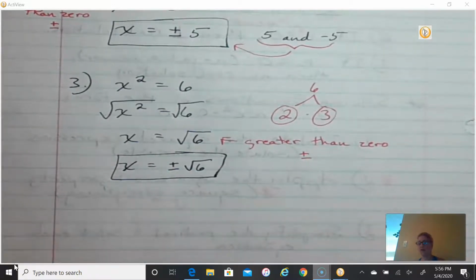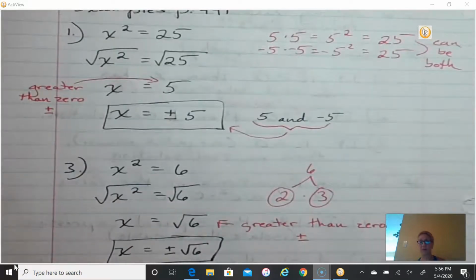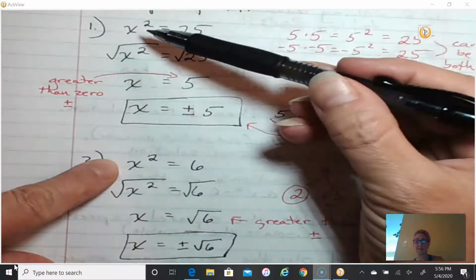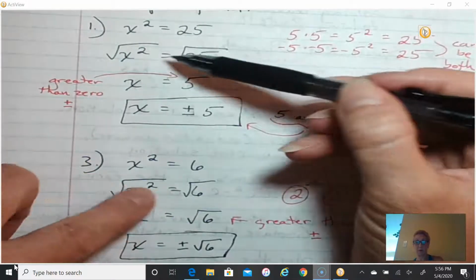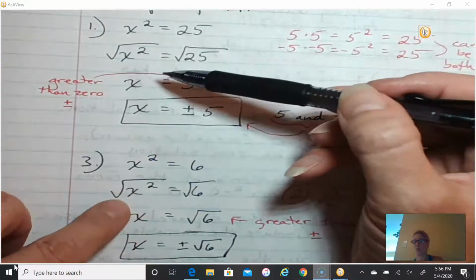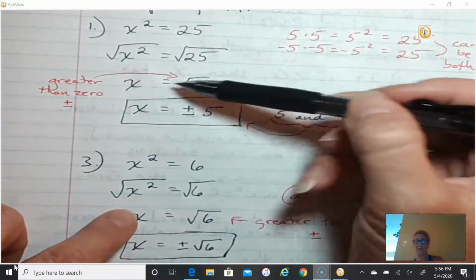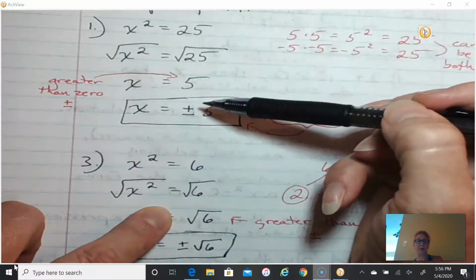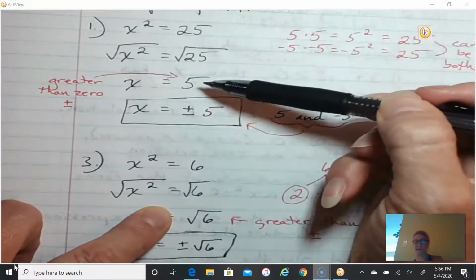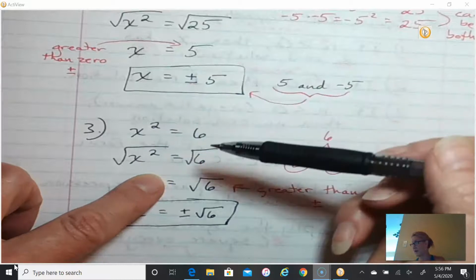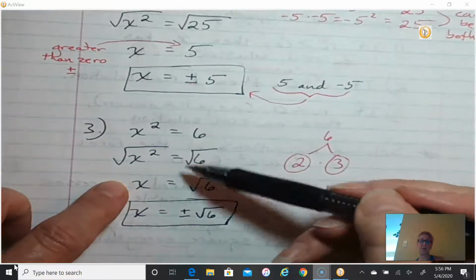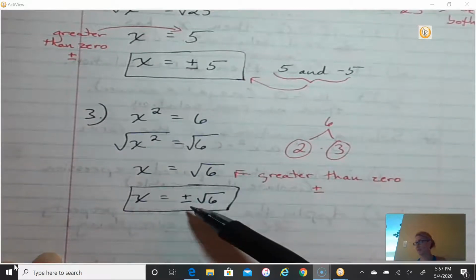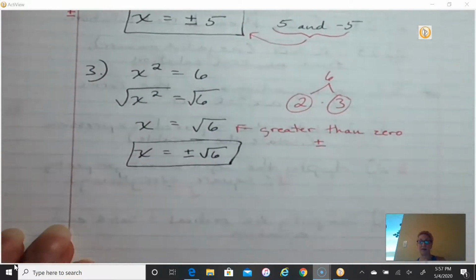See how that works? So both of these are very similar. We start off with it already isolated. We square both sides. We're simplifying and taking it out of the square. The square root of 25 is going to be positive or minus 5 because this is greater than 0. And this cannot be simplified anymore. It's not a perfect square, but it is greater than 0, so it's plus or minus square root of 6.